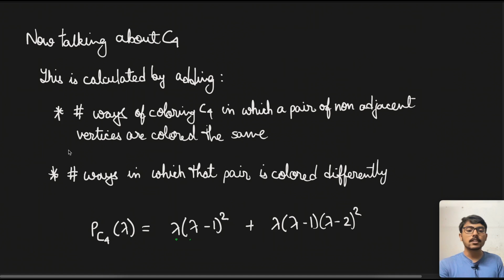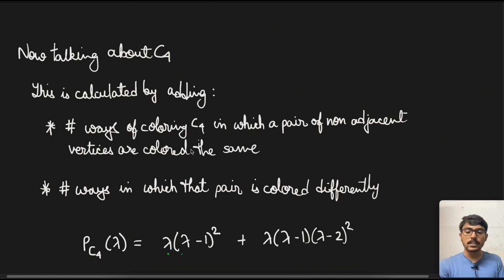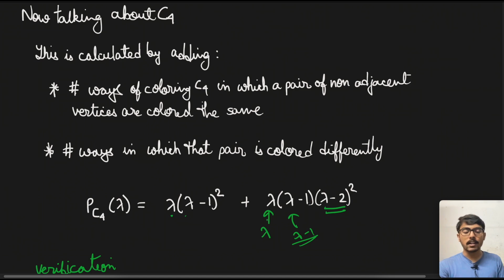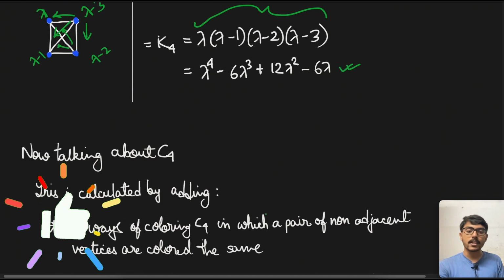The second part is the number of ways in which that pair can be colored differently. Two vertices that are opposite to each other need to be colored differently, so the two vertices that remain will have lambda minus 2 ways to color it, and the first one that we will choose is obviously lambda ways. The adjacent to it will have lambda minus 1 ways, but the other two will have lambda minus 2 ways respectively. And the last part of the question says verification.